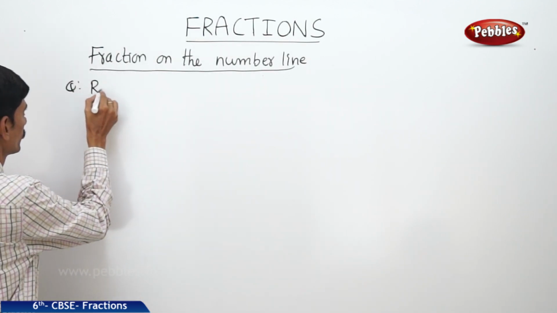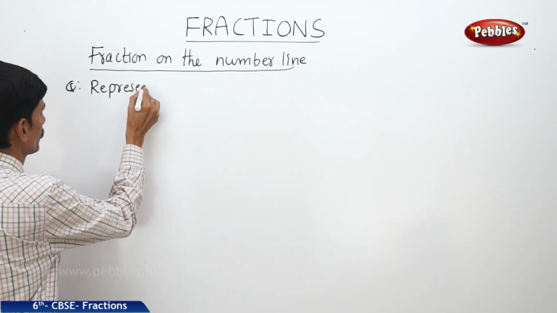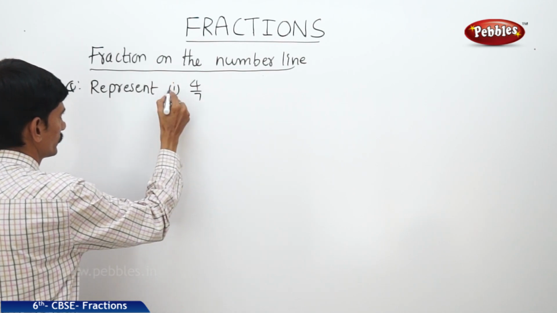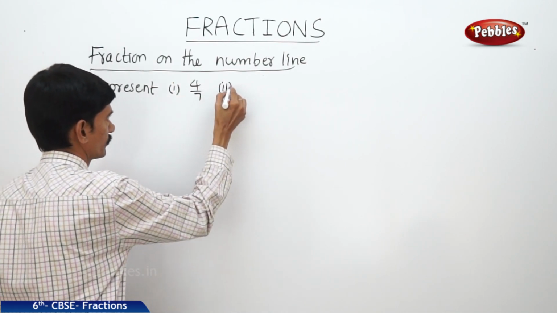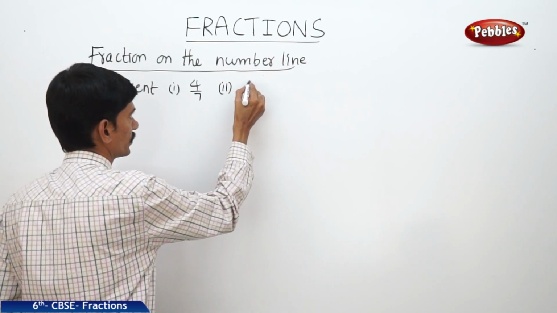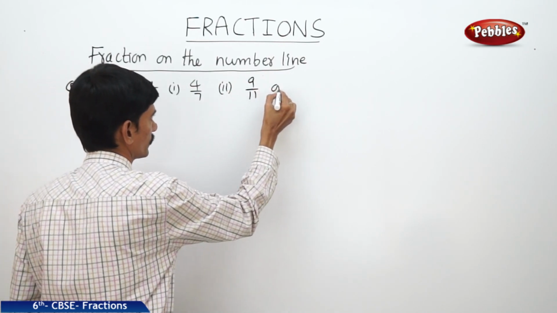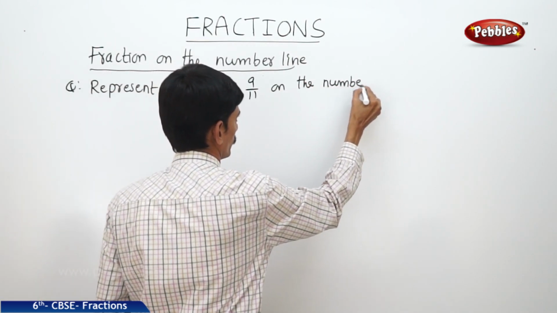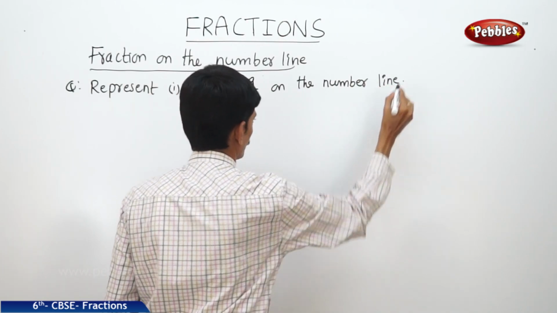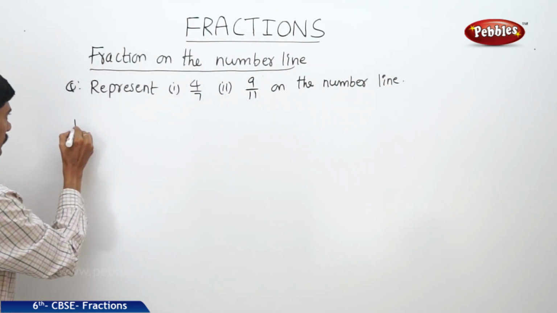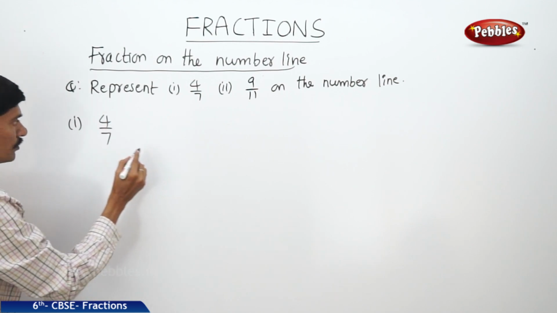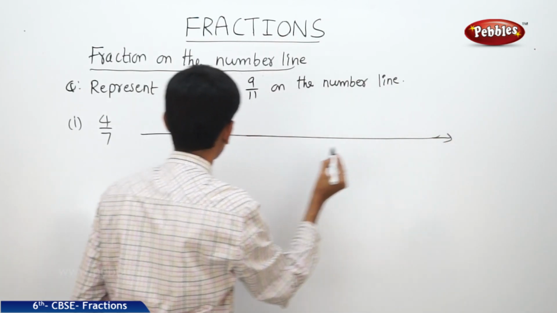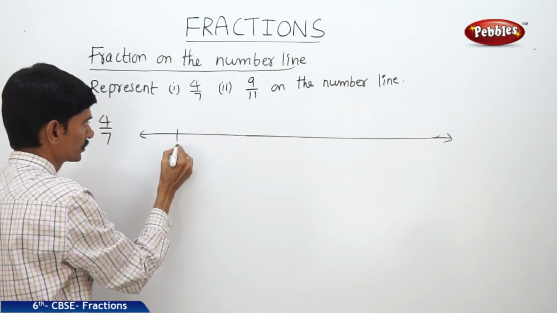Represent 4/7 and 9/11 on the number line. So first we will take 4/7. Now let us draw a number line. So first we will take 0.